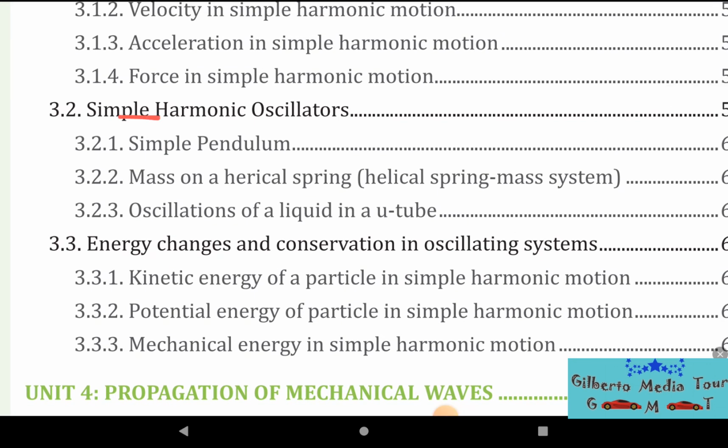Also, we shall look at the simple harmonic oscillators. When you say oscillators, it is where simple harmonic motion can be applied, like a simple pendulum, mass on a spring, oscillation in a U-tube, helical springs. So these are the applications of simple harmonic motion we call the simple harmonic oscillators.